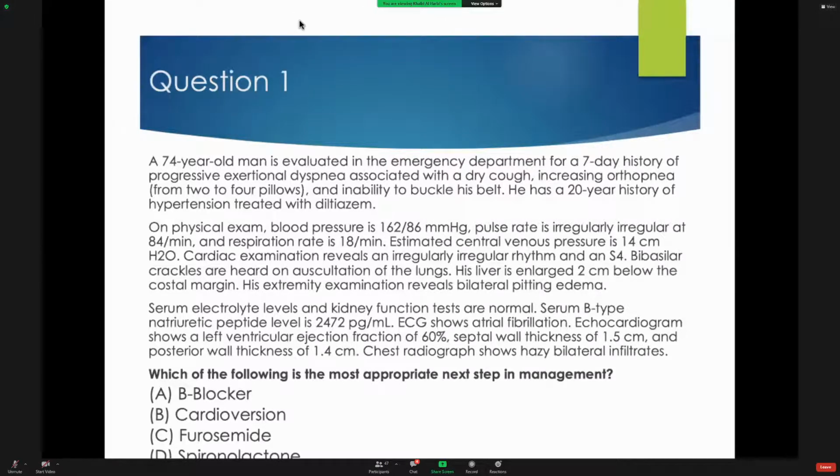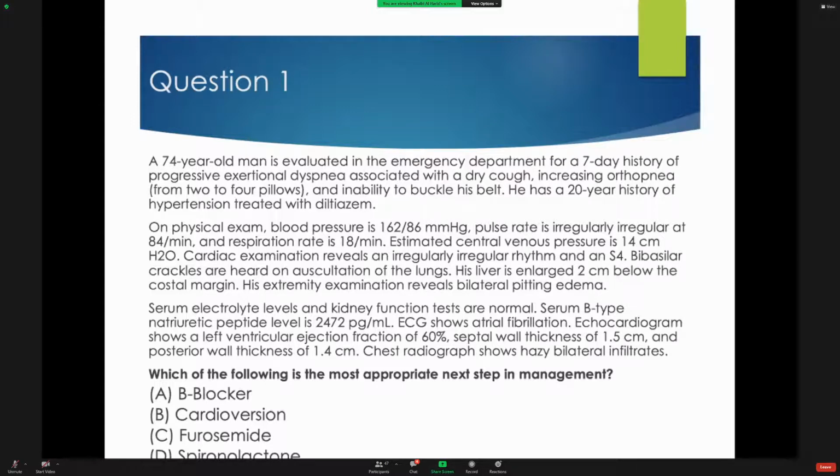A 74-year-old man is evaluated in the emergency department for a 7-day history of progressive exertional dyspnea associated with a dry cough, increasing orthopnea from 2 to 4 pillows, and inability to buckle his belt. He has a 20-year history of hypertension. On physical exam, blood pressure is 162/86. Pulse rate is irregular at 84 per minute. Respiration rate is 18 per minute. Estimated central venous pressure is 14 centimeters.